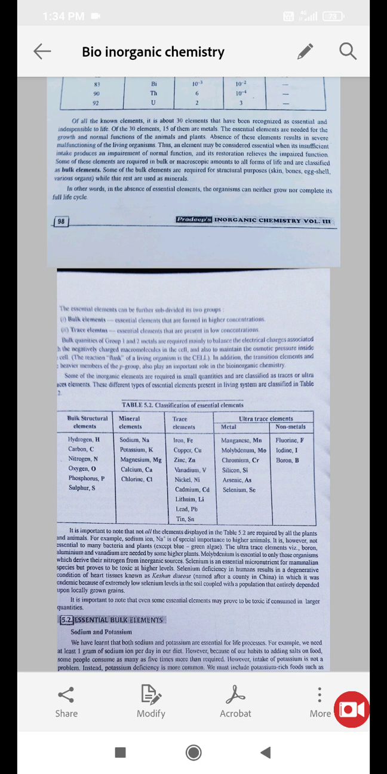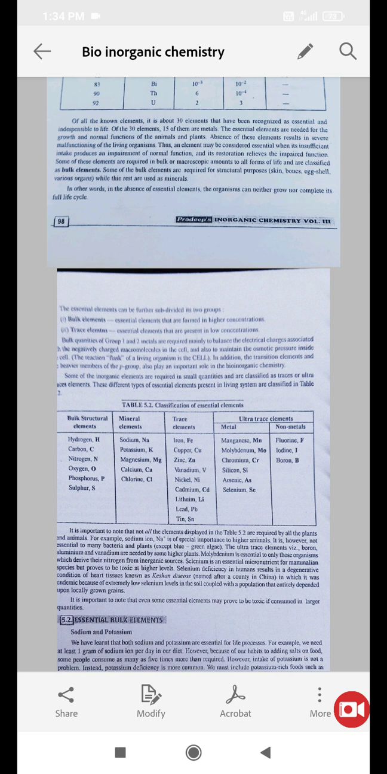Bulk elements: essential elements that are required in higher concentrations. Trace elements: essential elements that are present in low concentration. Bulk quantities of group 1 and group 2 elements are required mainly to balance the electrical charge associated with the negatively charged macromolecules in the cell, and also to maintain the osmotic pressure inside the cell. The cell is the reaction flask of a living organism.